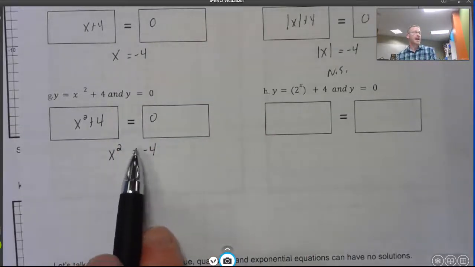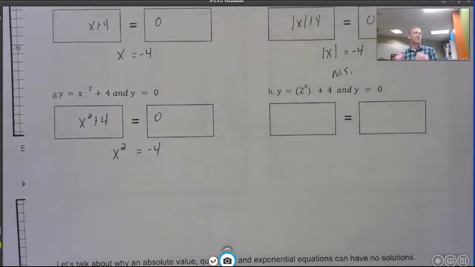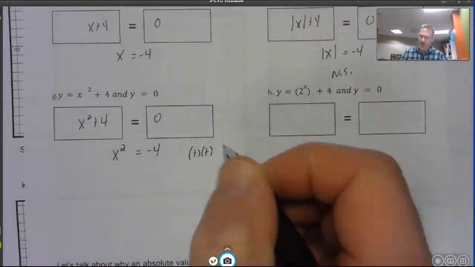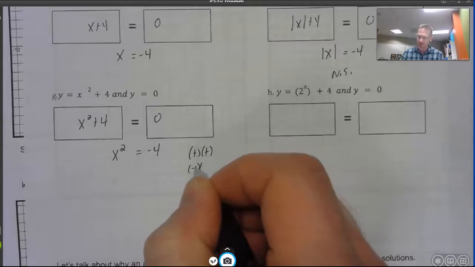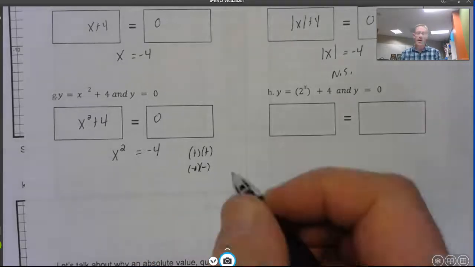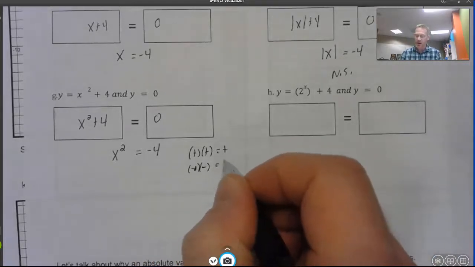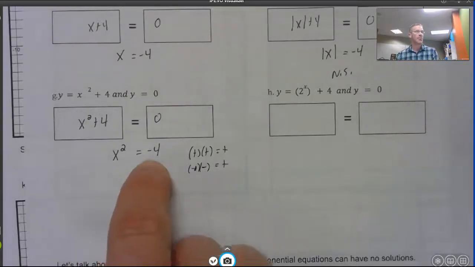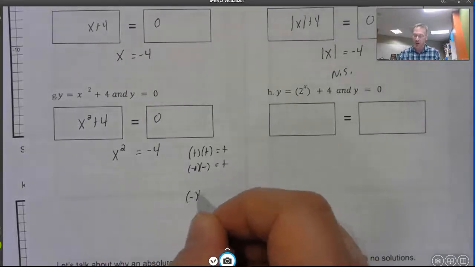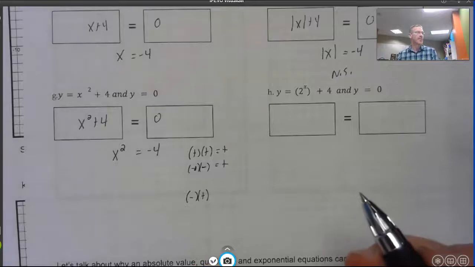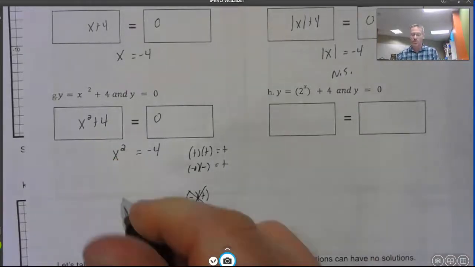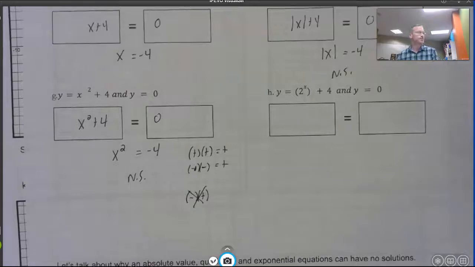A quadratic can't equal a negative, right? Because if we're multiplying the same number, we're either going to get a positive times a positive or a negative times a negative, and in either case it has to be a positive result at the end. The only way we can get a negative number when we multiply is if we have one sign of each, which can't be a perfect square, right? So this can't happen. That's the reason why this would be a no solution.